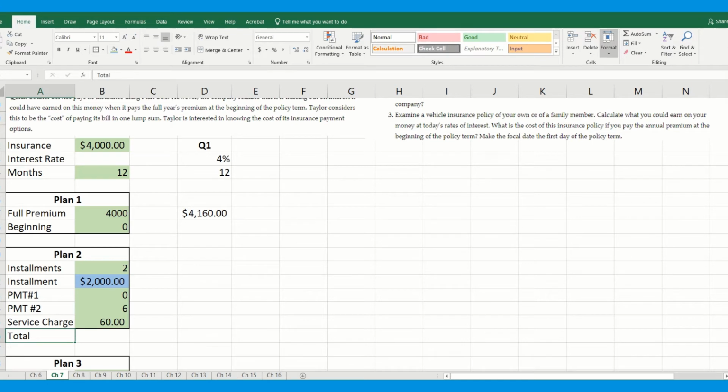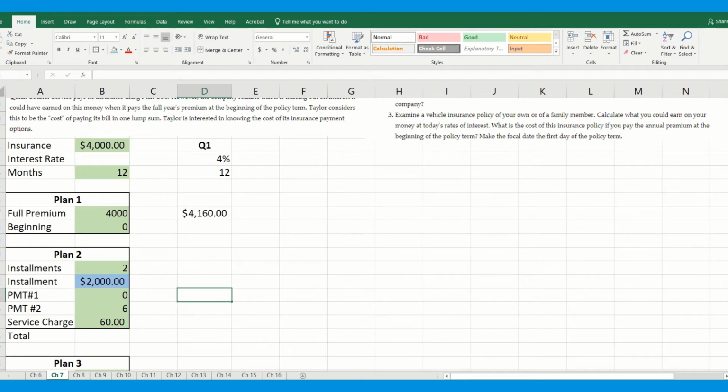And maybe I'll do the same here. Clear all, and it should have cleared my formats there, but I'll put total back in there. Okay, so for payment 1, we're taking the $2,000 plus the service charge. That's going to be our present value, and we're going to move it forward to our focal point, which is going to be at time 12.